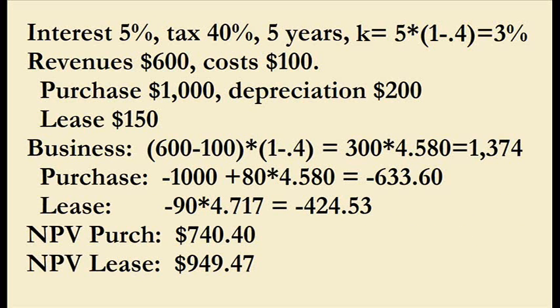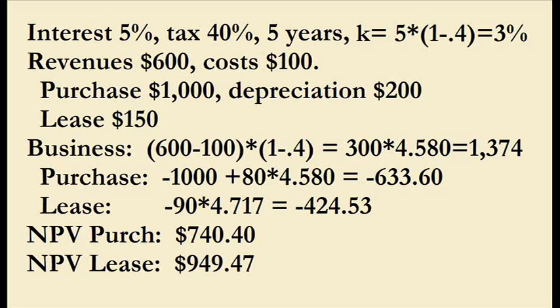Let's look at an example. Let's say the interest rate is 5%. Tax bracket is 40%. We're looking at a 5-year project. Revenues coming in might be, say, $600 a year. Costs are $100 a year. Now, we have two choices. A purchase at $1,000 with depreciation, let's make it straight line so it's nice and simple, of $200 a year, and that makes sense because it's 5 years among the 1,000. Or we can lease it at $150.